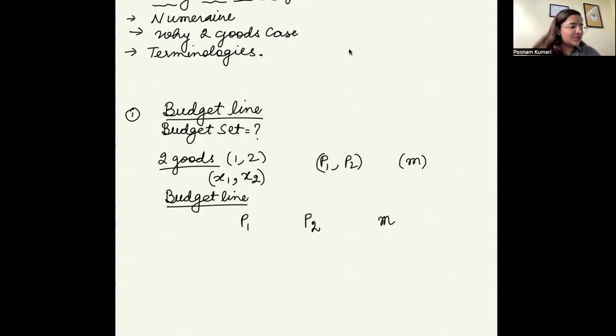Ma'am, P1 plus 2P2 is equal to M. Okay, actually, guys, this is not the quantity. I was just trying to tell you, this is first good and second good. Oh, okay, ma'am. Then P1 x1 plus P2 x2 is equal to M. Yeah, okay. P1 x1 plus P2 x2 is equal to M. Everybody clear with this budget line, right?